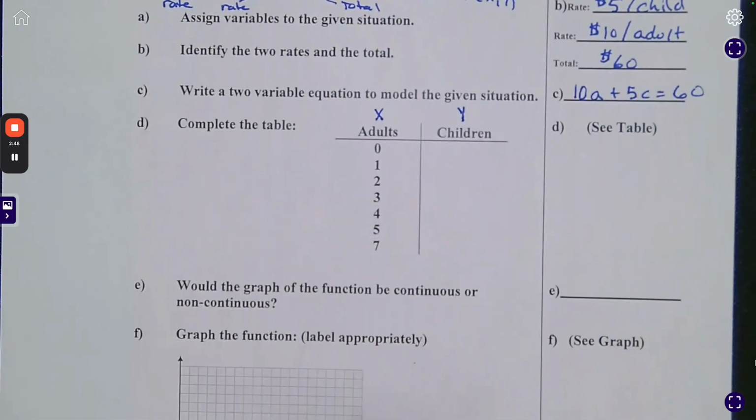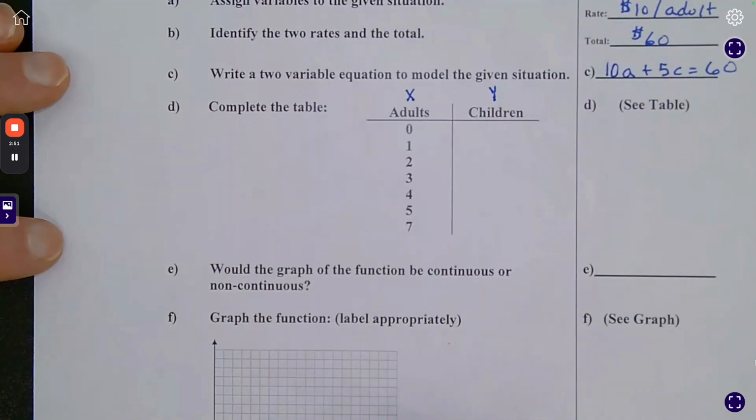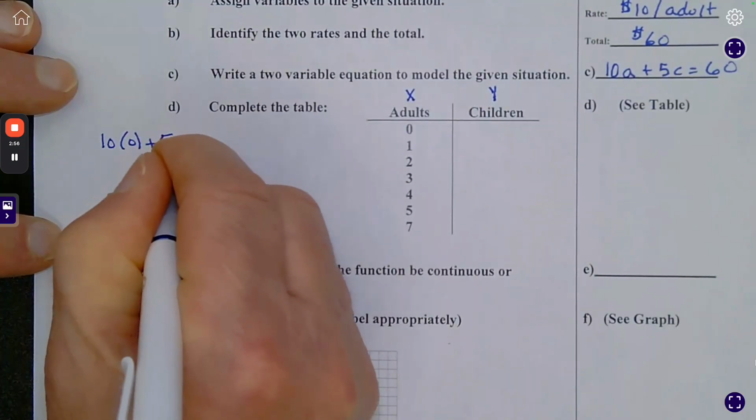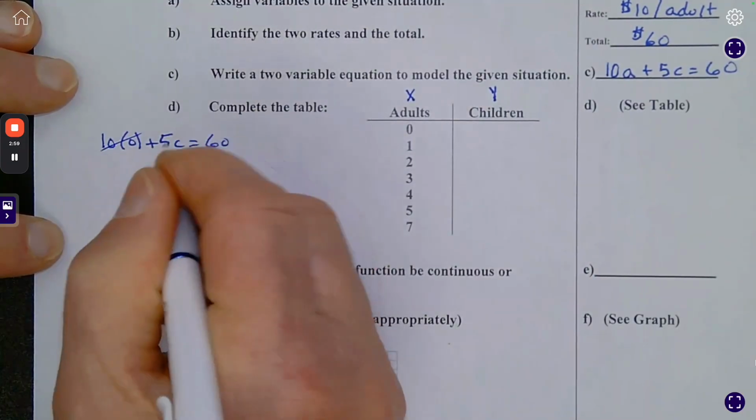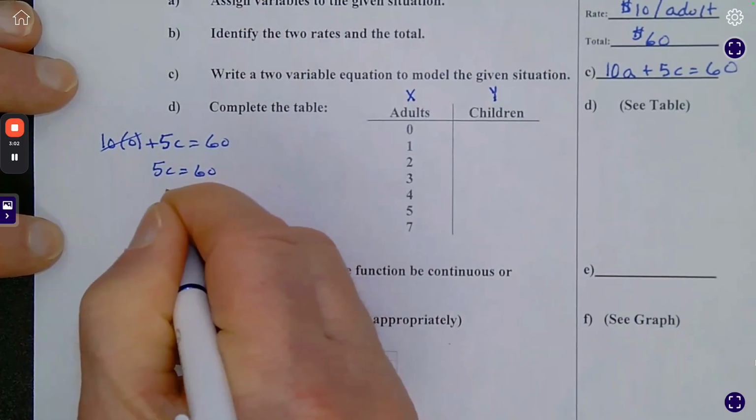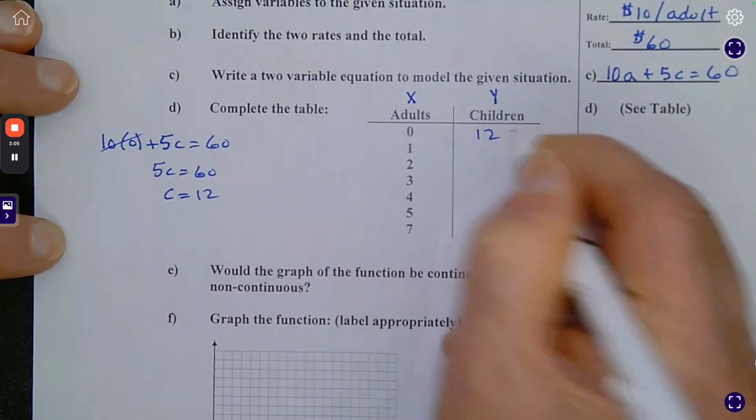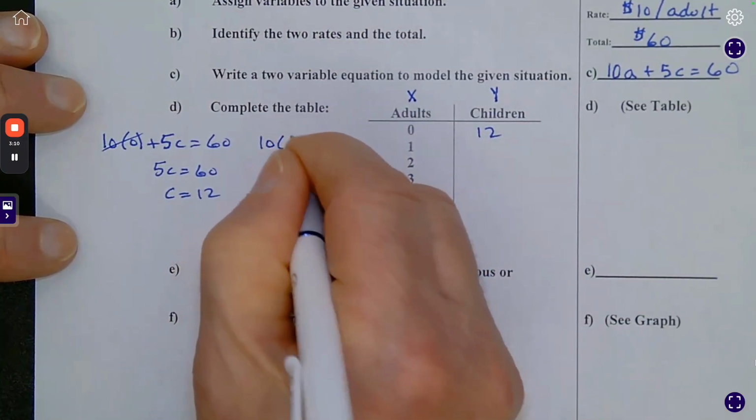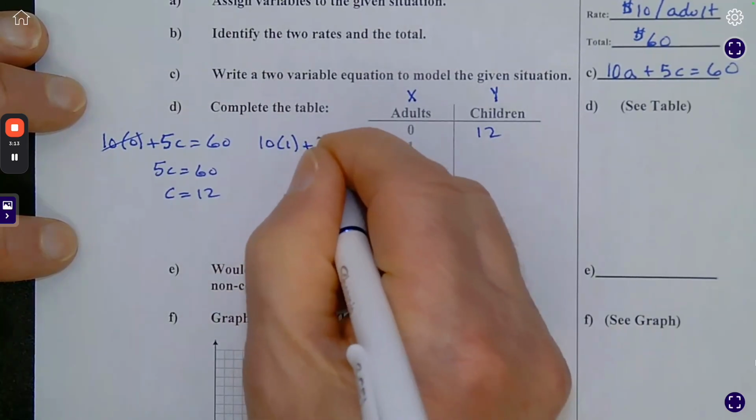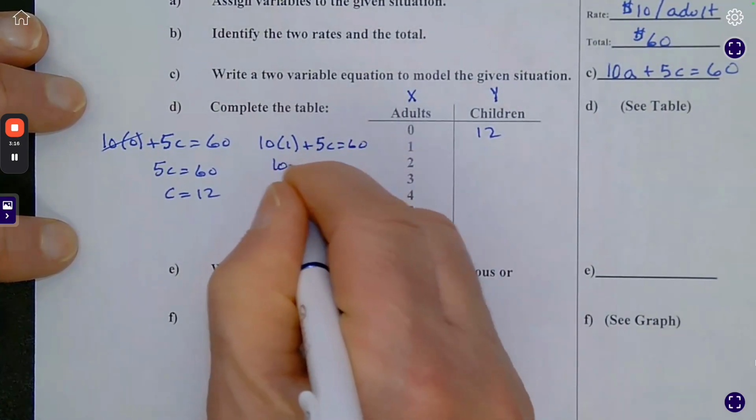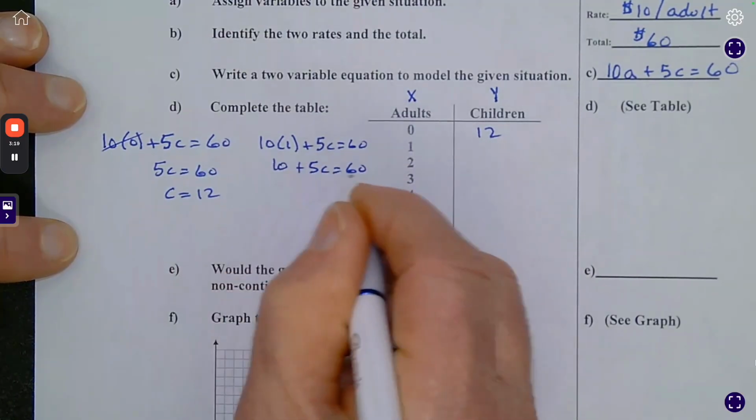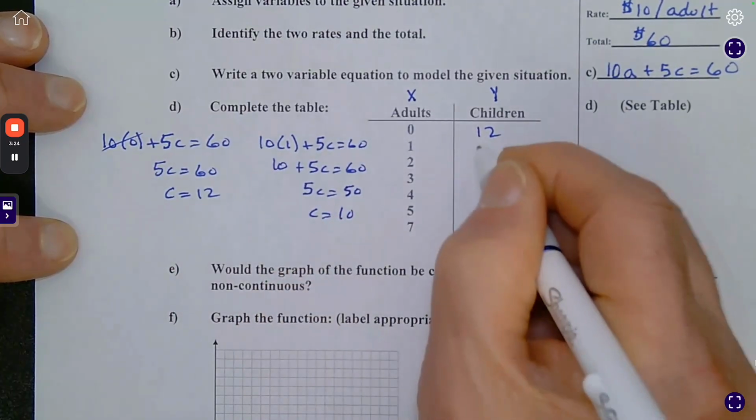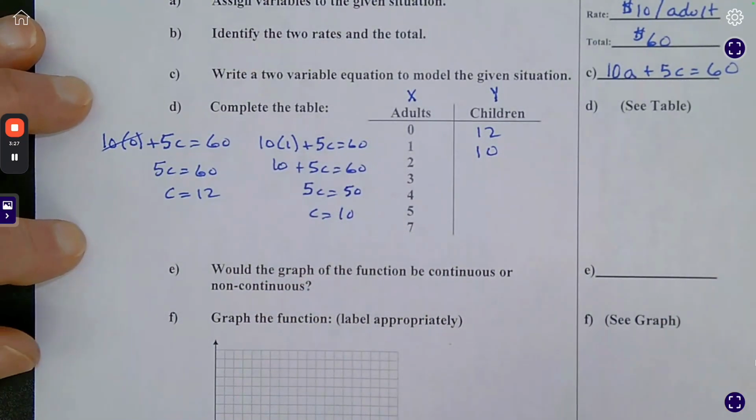Okay, let's fill in this table. First thing I'm going to do is let adults be 0. So 10 times 0 plus 5C equals 60. That goes to 0. 5C equals 60. Divide by 5, you get 12 children. Now let adults be 1. I want to know how many children can go if one adult attended. Subtract 10 from both sides. Divide both sides by 5. So 10 children.